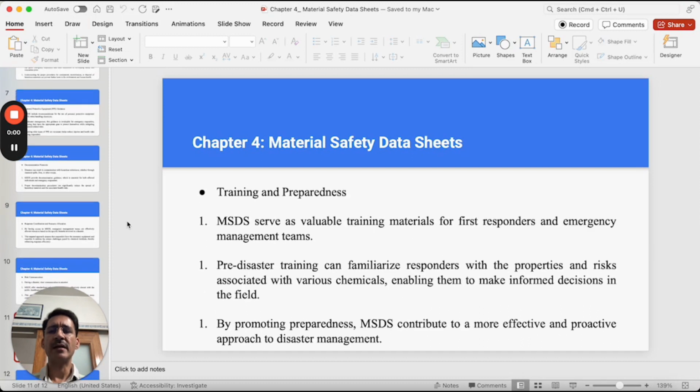Training and preparedness. MSDS serve as valuable training materials for first responders and emergency management teams. Pre-disaster training can familiarize responders with the properties and risks associated with various chemicals, enabling them to make informed decisions in the field. By promoting preparedness, MSDS contribute to a more effective and proactive approach to disaster management.